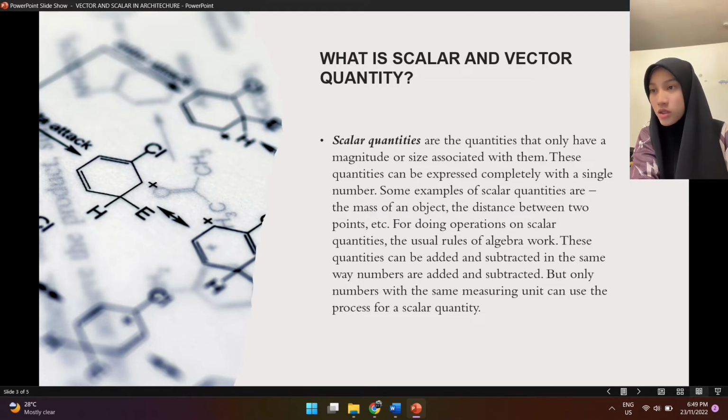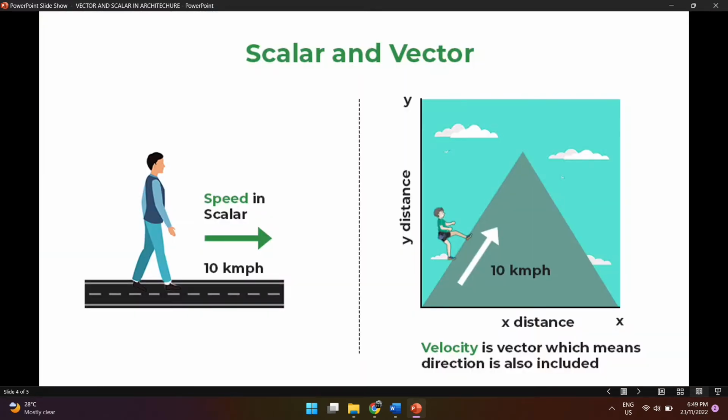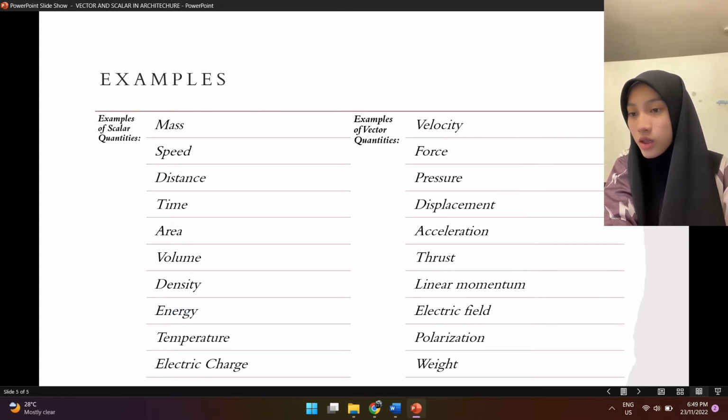These are examples of scalar and vector in pictures. Examples of scalar quantities are mass, speed, distance, time, area, volume, density, energy, temperature, and electric charge. However, examples of vector quantities are velocity, force, pressure, displacement, acceleration, thrust, linear momentum, electric field, polarization, and weight.